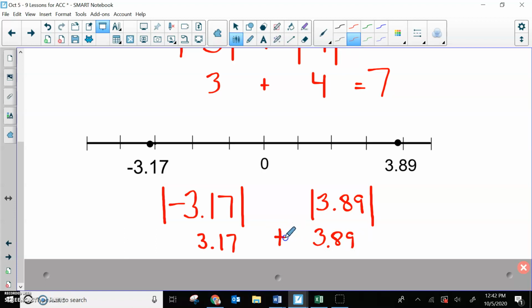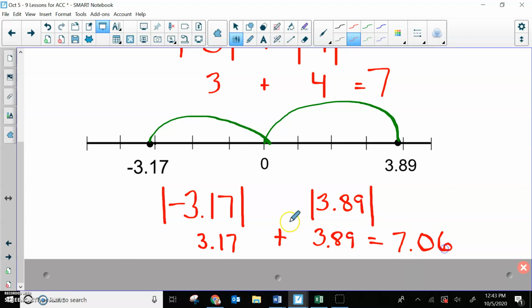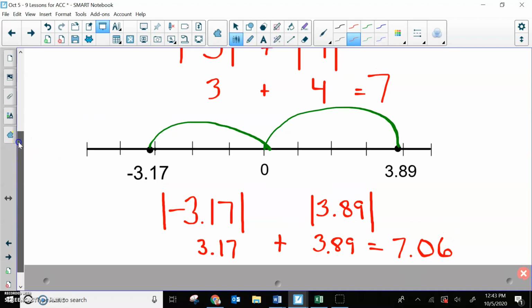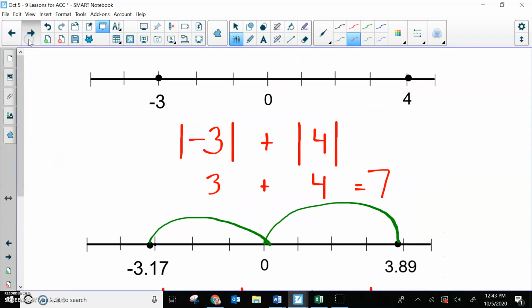We would add those two together. We can see on this number line why we would add them, because this jump and this jump are side by side, and we want the total jump or total distance. So we add those two together, and what is that, 7.06, I believe. I think that's right. All right, so 7.06, whatever the yards or feet or whatever have you.